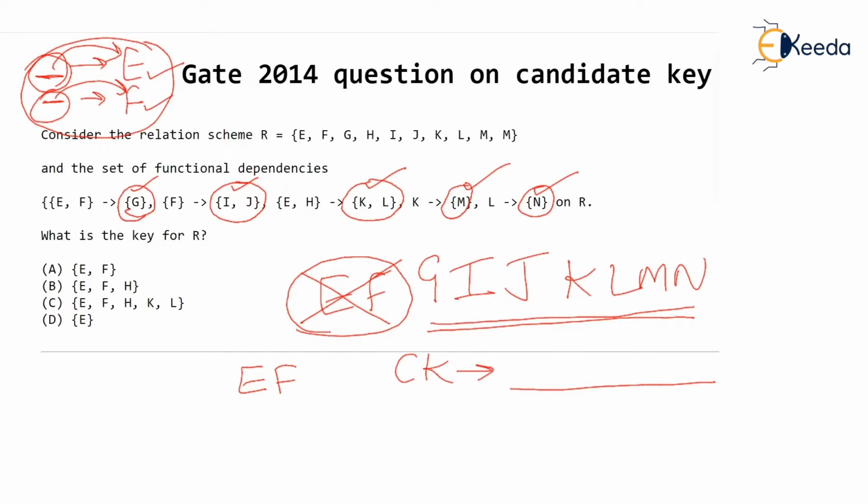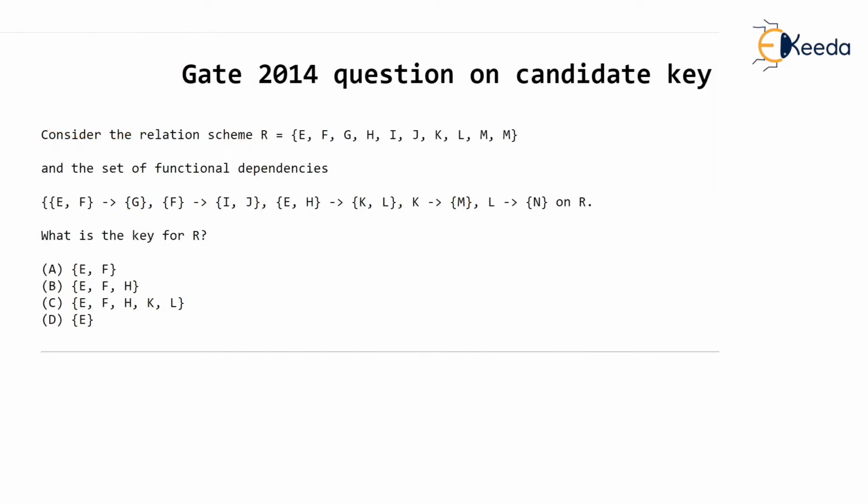That means the candidate key, whatever it is, we don't know yet. We don't know the answer. But E and F should be an inherent part of the candidate key. I hope you're understanding. I repeat, just in one line. Check the right hand side of all the dependencies. Find out, is there any attribute missing on the right hand side? And we found two attributes missing, EF. Then definitely EF should be part of the candidate key.